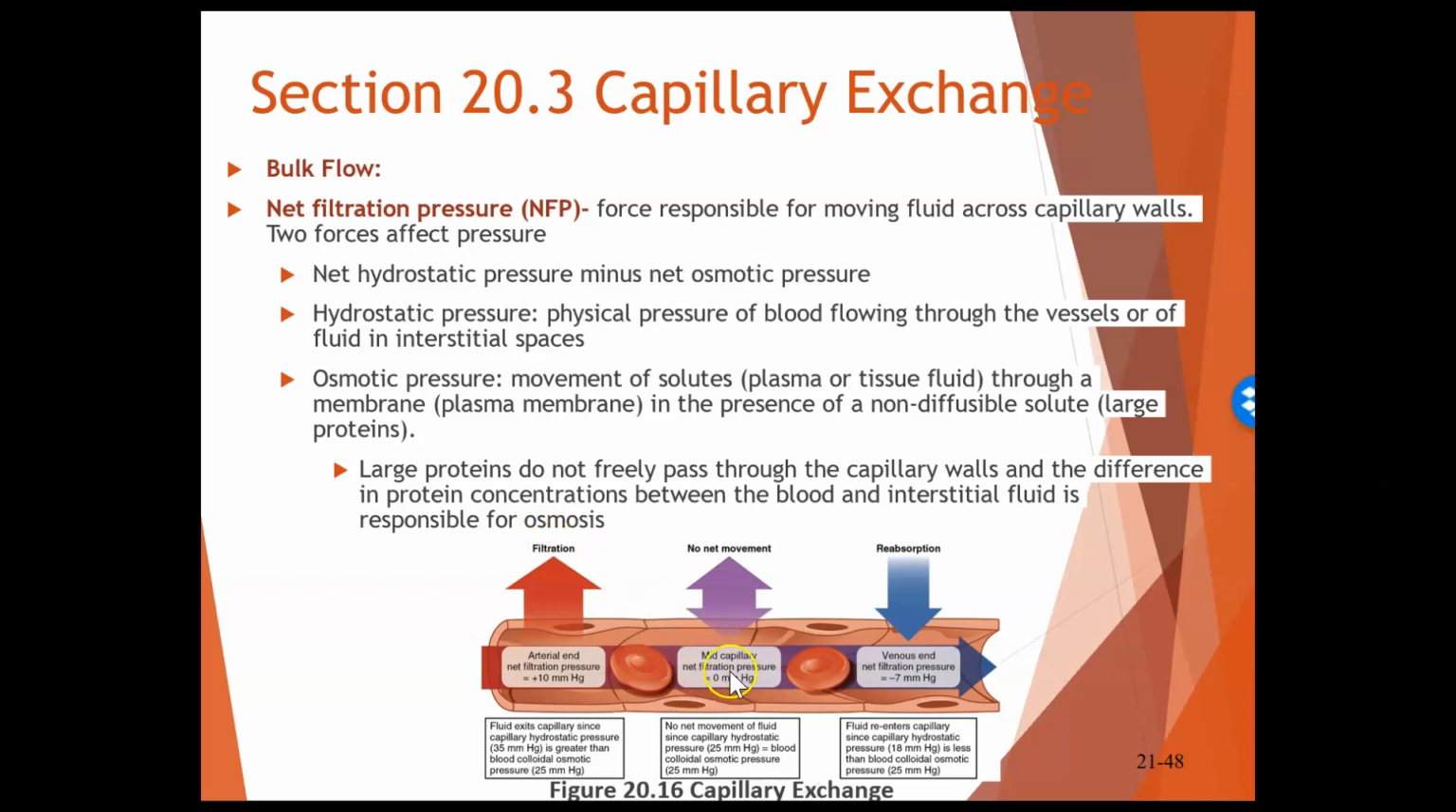Now here you can see mid-capillary, these pressures are even at 25 millimeters mercury, so there's going to be no movement that takes place. But once we get to our venous end, our hydrostatic pressure has dropped to 18 millimeters mercury, and our osmotic pressure has stayed the same at 25. So hydrostatic pressure minus the net osmotic pressure gives us negative 7 millimeters mercury, and we're going to have reabsorption take place, pulling substances into the venous end. This is good because at the arterial end, we want to give off nutrients and oxygen, whereas at the venous end, we want to pull in the carbon dioxide and other waste products, and then continue on our merry way into a venule.